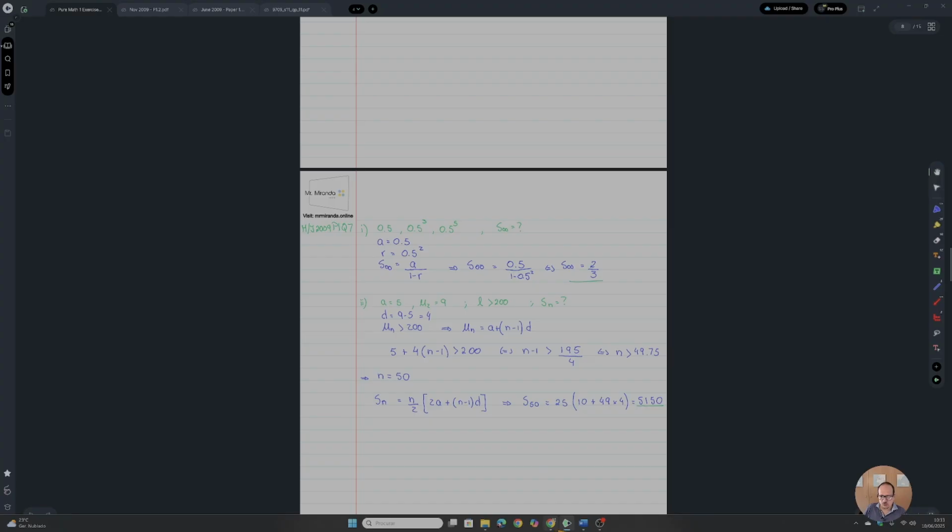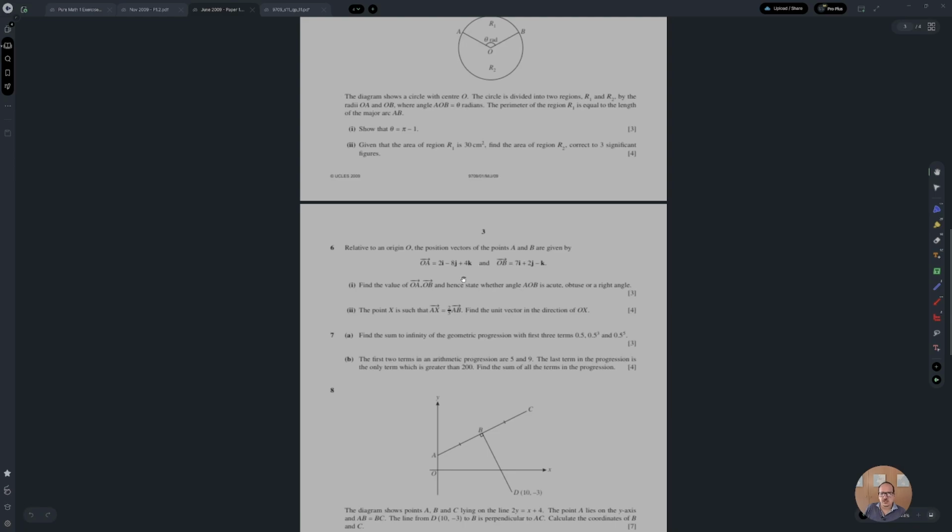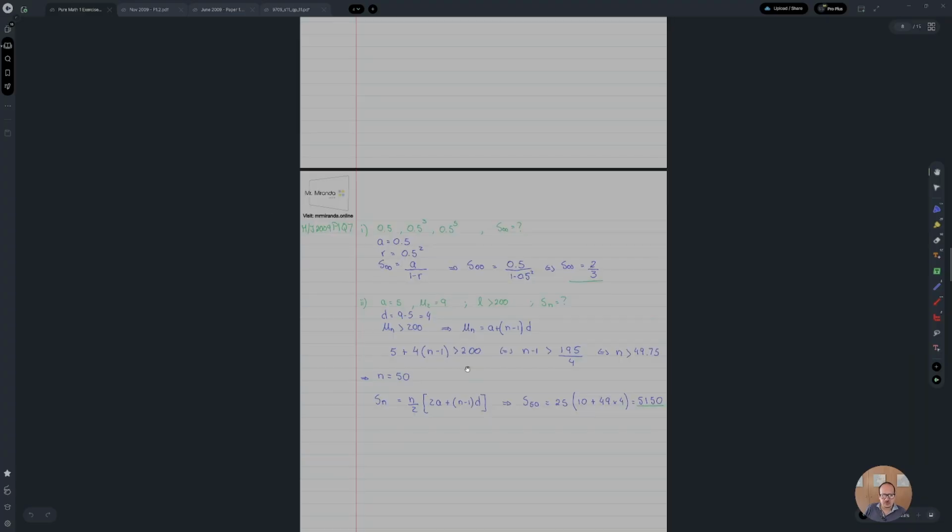Then let me look at the second question. It says the first two terms in an arithmetic progression are 5 and 9. So you have A and you have the second term that allows you to calculate D, the common difference directly. The last term in the progression is the only term which is greater than 200. So you know that L is bigger than 200, and it's the first one. Find the sum of all terms in the progression. Okay, so in order for you to find the sum of all terms, you need to know first the number of terms.